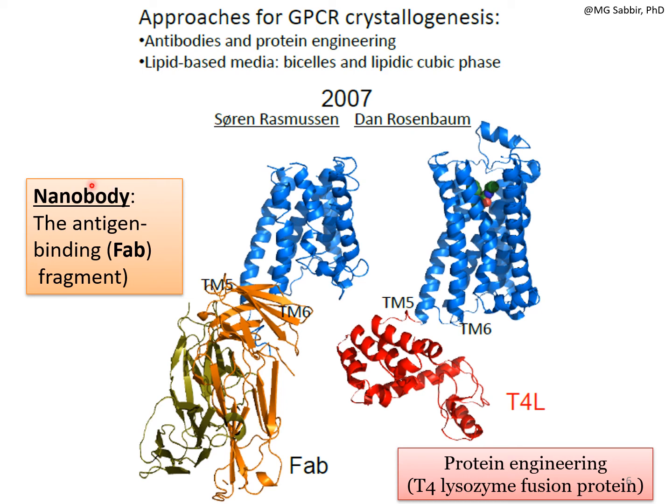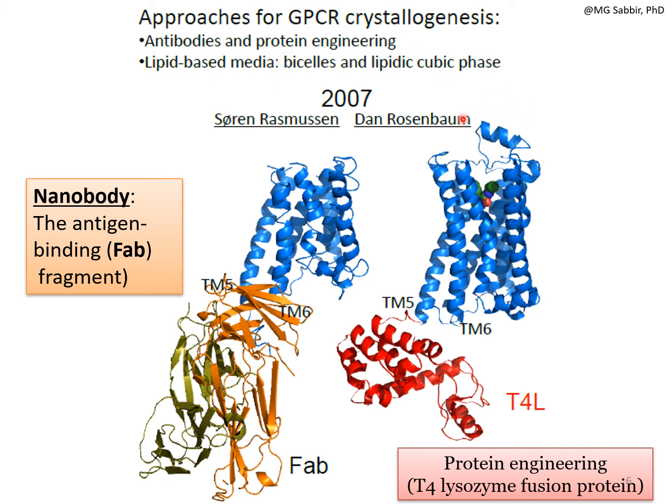Now, as I mentioned before, multiple approaches were adopted for GPCR crystallogenesis. One of these approaches was the use of antibodies, more specifically the use of the antigen binding fragment from camelid antibodies, which are targeted to different structural conformations of GPCRs, and these were designated as nanobodies. The other technique was the use of protein engineering.